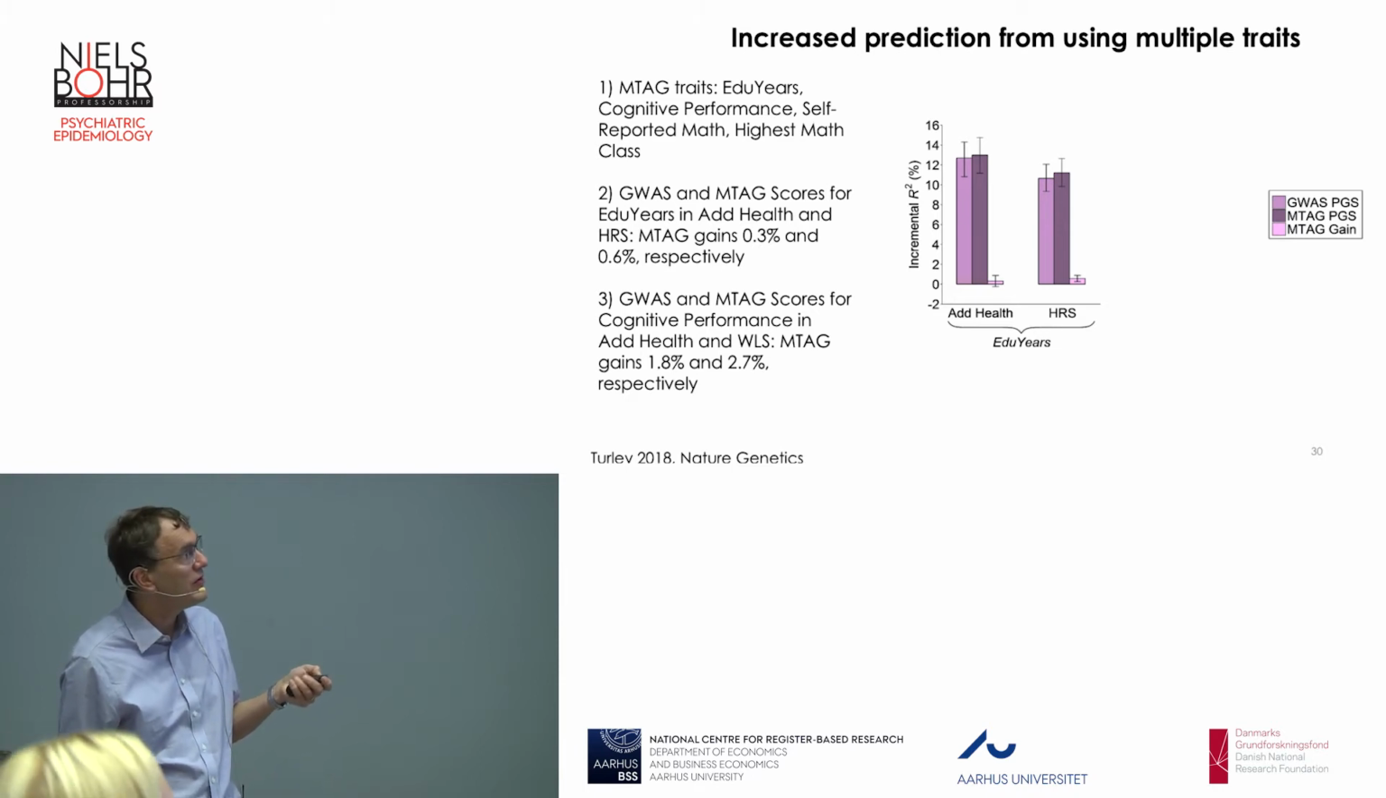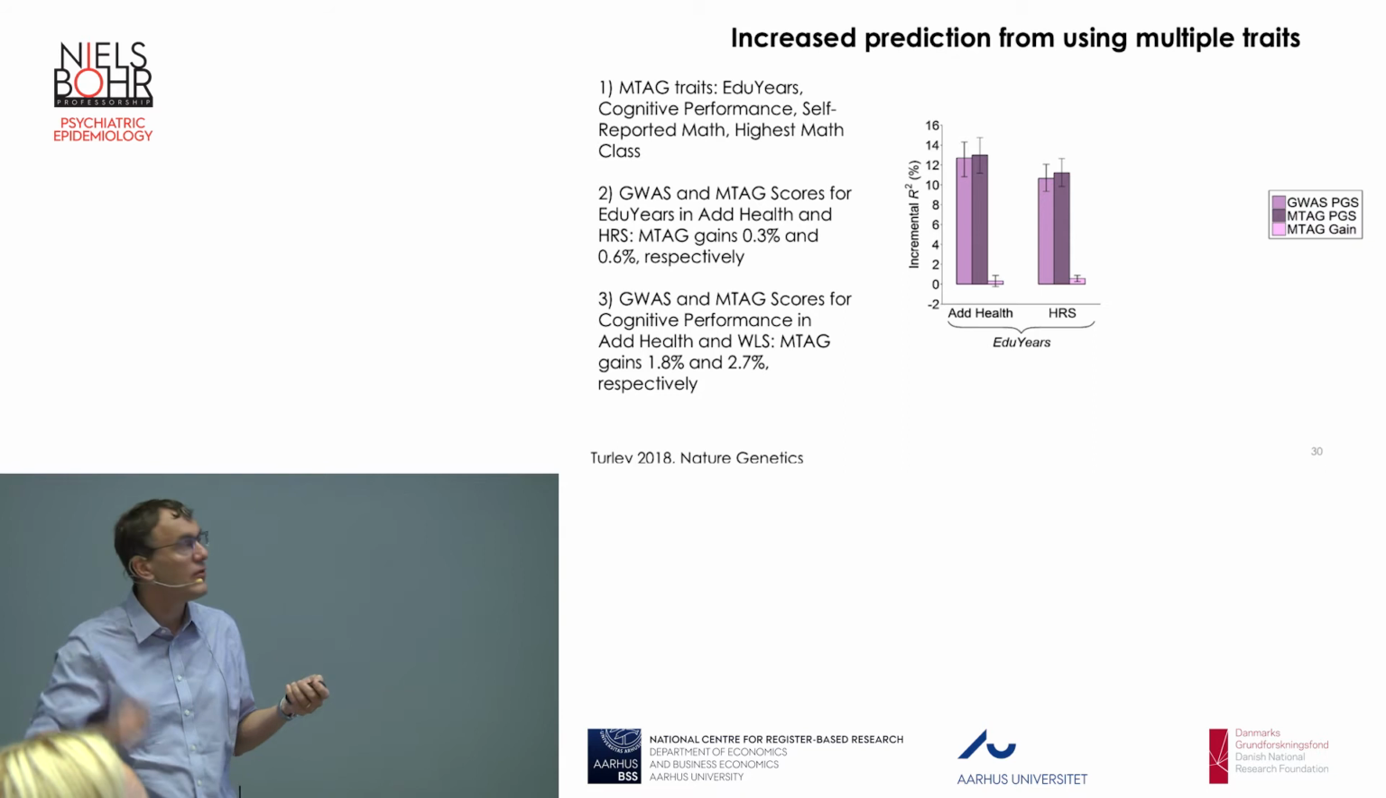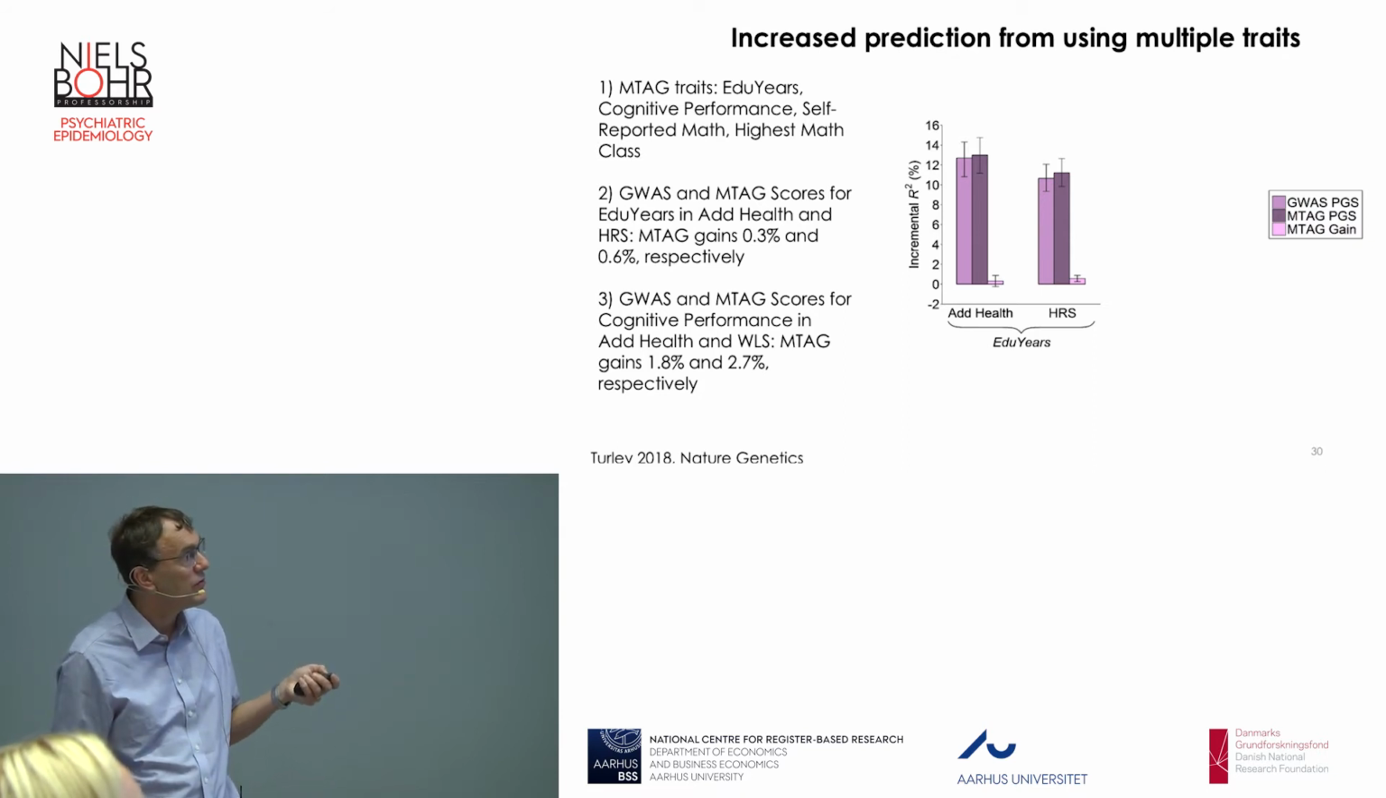However, it gets much better if you want to predict, for example, cognitive performance, and then you add educational attainment as a predictor, because that has a much larger sample size. So then you get increases of 2 to 3%.